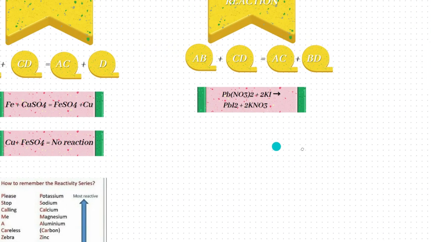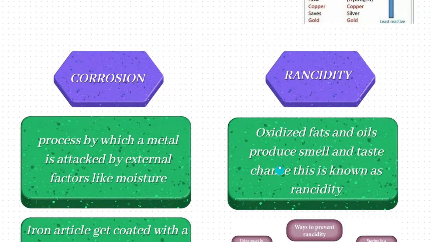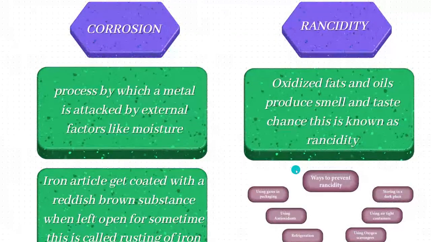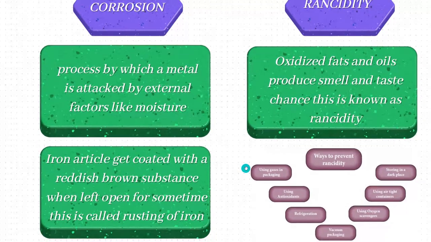By this we come to the end of types of reaction and go to the last and final topic, that is corrosion and rancidity. So what is corrosion? Corrosion is a process by which a metal is attacked by external factors like moisture. Metals which are of high reactivity, I told you reactivity series is very important for this chapter. So highly reactive metals react with moisture, air and other air pollutants which degrades the metal.